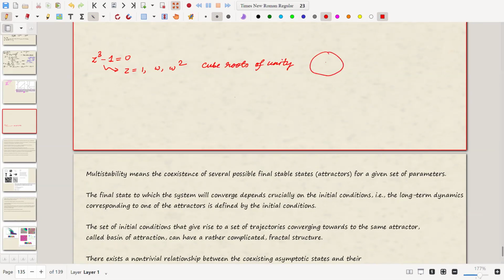In a unit circle, of unit radius, 1 is here, and omega and omega square are here. They lie on the circle like this. Now this equation has 3 roots, and if you remember, in my numerical methods class in the previous semester, I showed the basin of attraction diagram. It was giving a fractal structure. Do you agree? How many of you don't remember that?